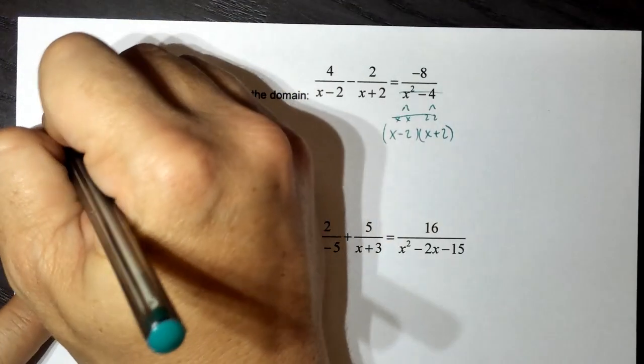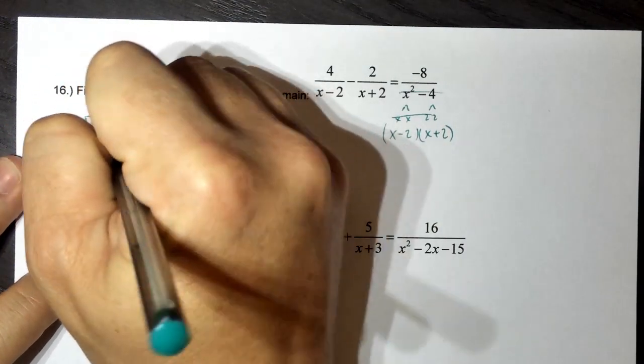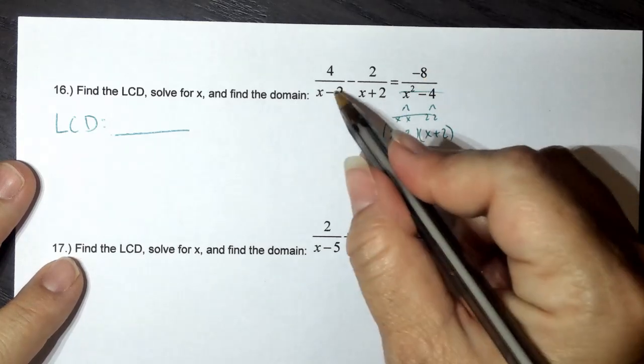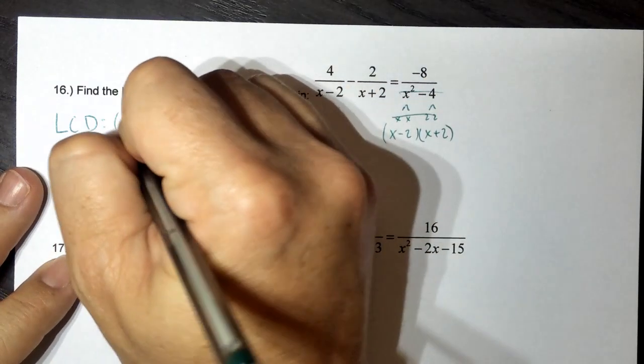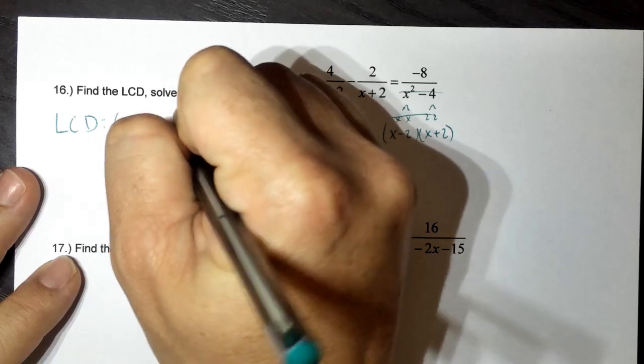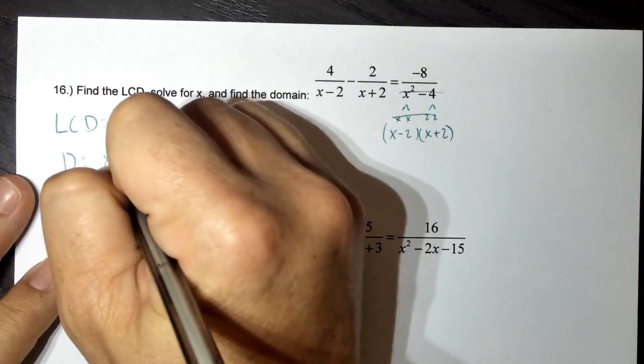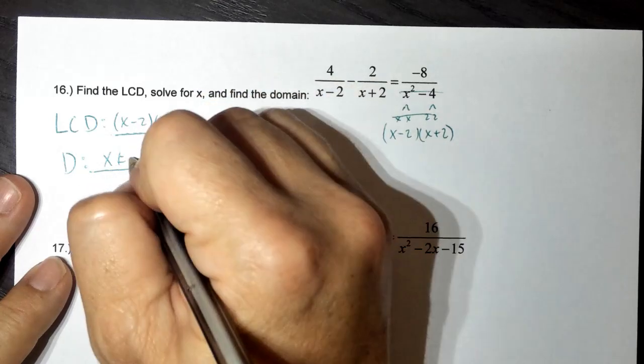Well, we're going to find our LCD. This has x minus 2 and x plus 2. Nothing simplifies. This has x minus 2, that has x plus 2, so x minus 2, x plus 2. So our domain, x cannot equal a negative 2 or a positive 2.